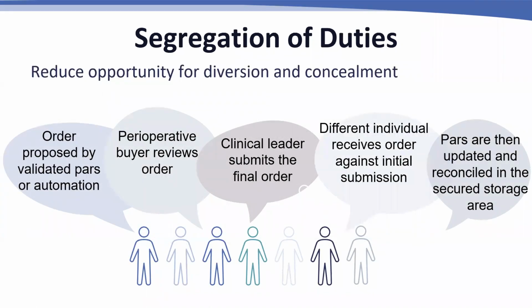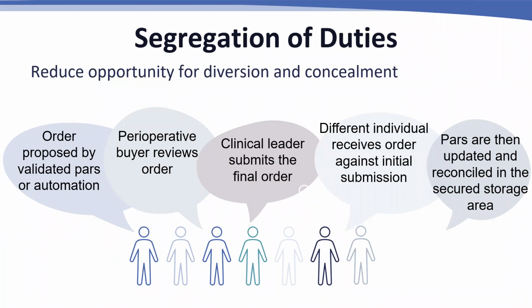And so this really just gives you an idea, I think, of that segregation of duties. I always like to create visuals in my presentations. We want to reduce the opportunity for diversion and concealment. The order can be proposed by validated PARs. So you establish the methodology for the amount of drug you're going to purchase. Everyone agrees to it. They understand the background to it. And then you utilize those validated PARs to order drugs. So if someone's wondering why you ordered so much or so little, you can go back to your PARs.